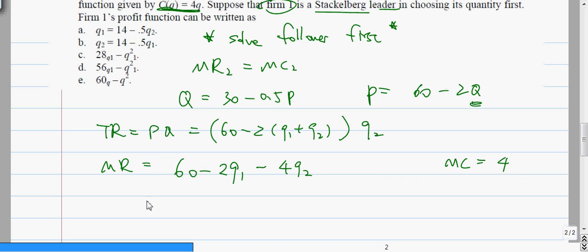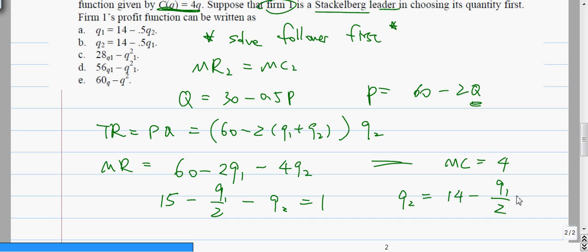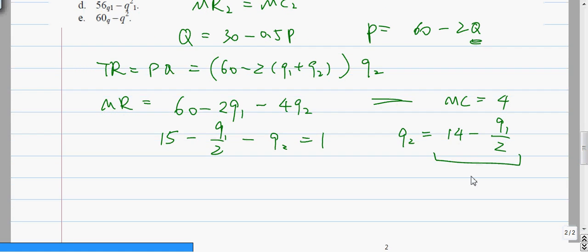So we divide by 4. We're just setting them equal and dividing by 4 to make the calculation easier. So it's 15 minus Q2 is equal to 1. And then rearranging this, we get Q2 is equal to 14 minus Q1 over 2. And we call this thing the best response function of firm 2.